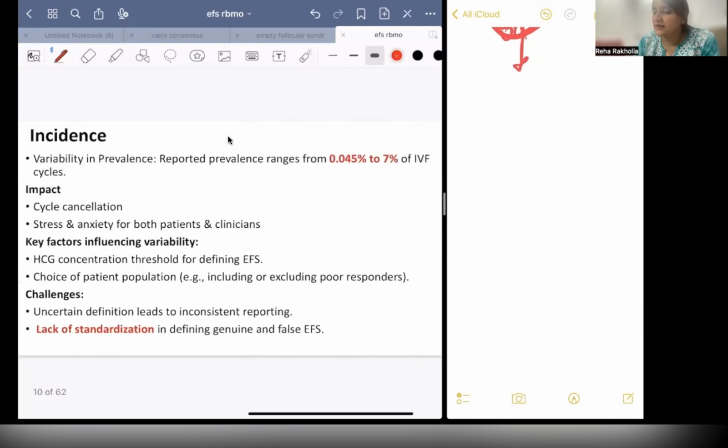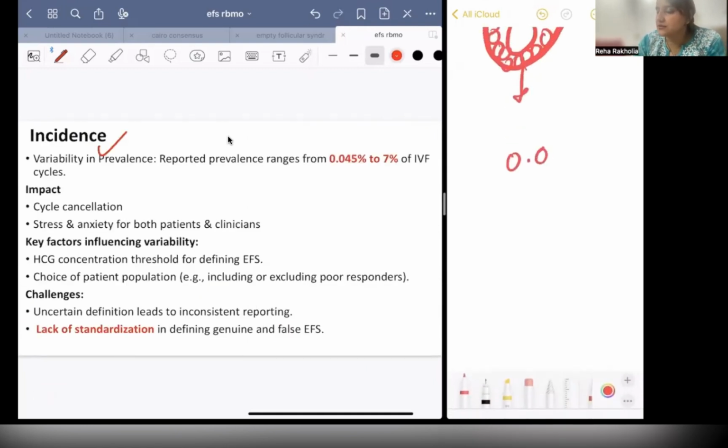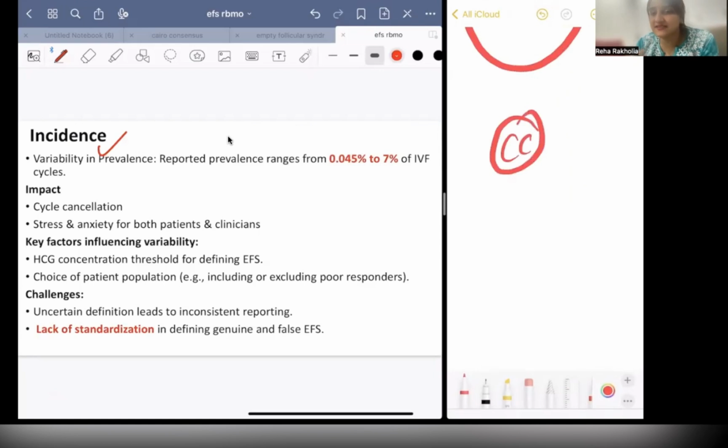This is the mnemonic. Incidence is 0.045 to 7%. Impact is cycle cancellation, and there will be stress and anxiety to both the patient and the clinician. It's very drastic. In IVF, if there is empty follicular syndrome, it's very tense for the clinician also, but they will explain to the patient.